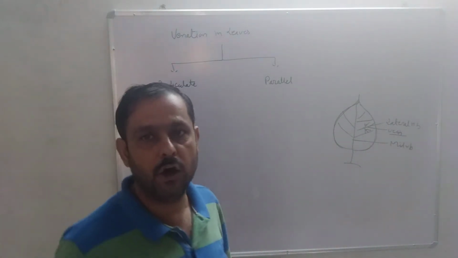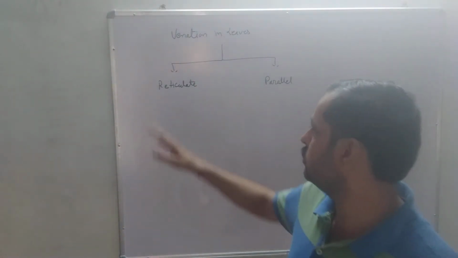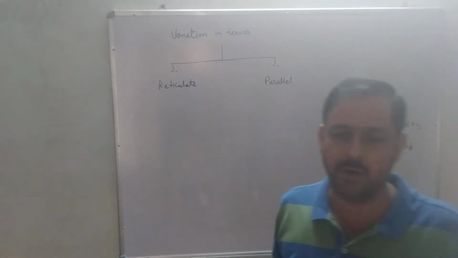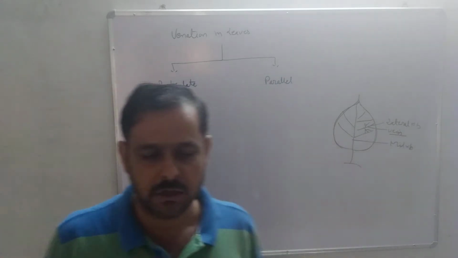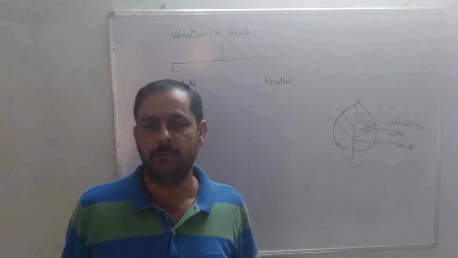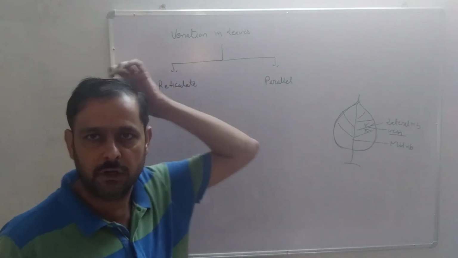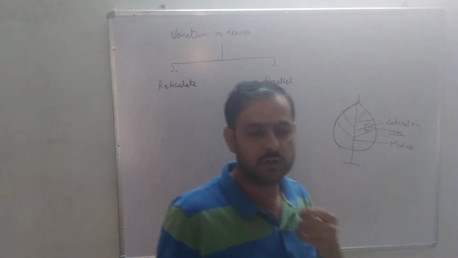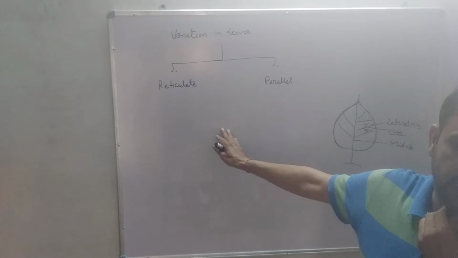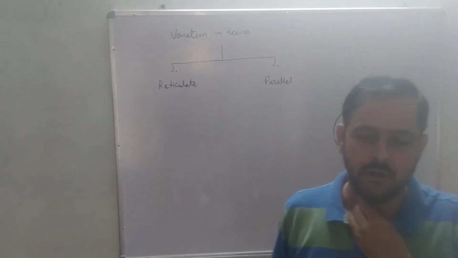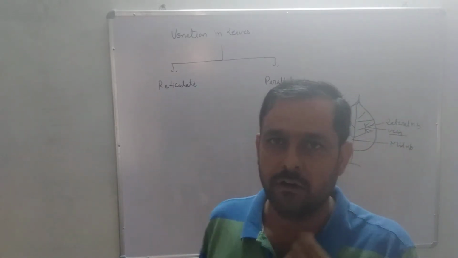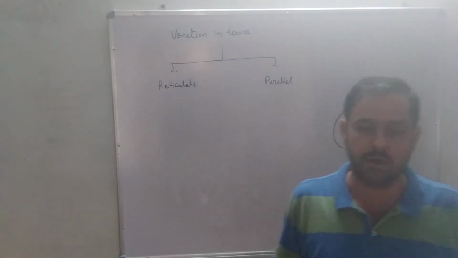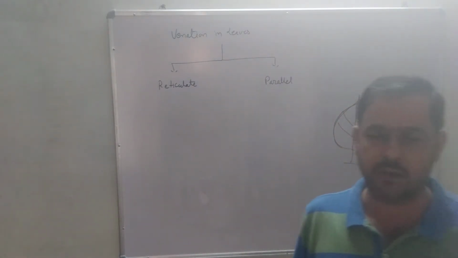It is basically of two types, reticulate and parallel. They may be further modified into pinnate and palmate, but in our course there are only two types, reticulate and parallel. First of all, we talk about reticulate. Veins are irregularly distributed without a defined pattern. Veins form a network in the leaf, as in dicots.